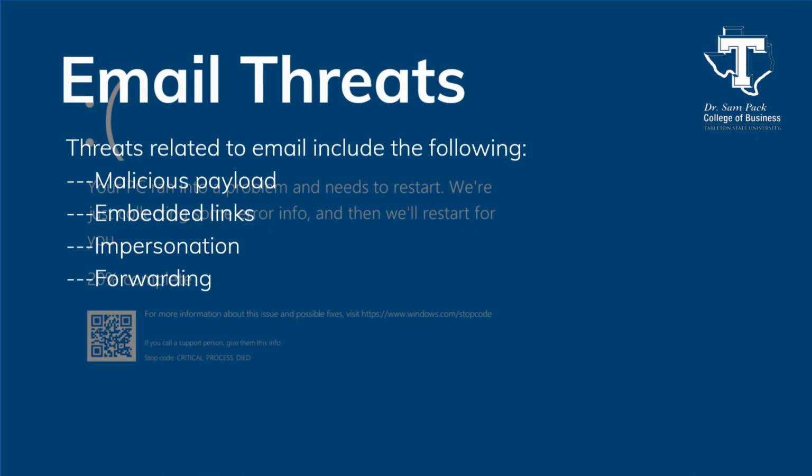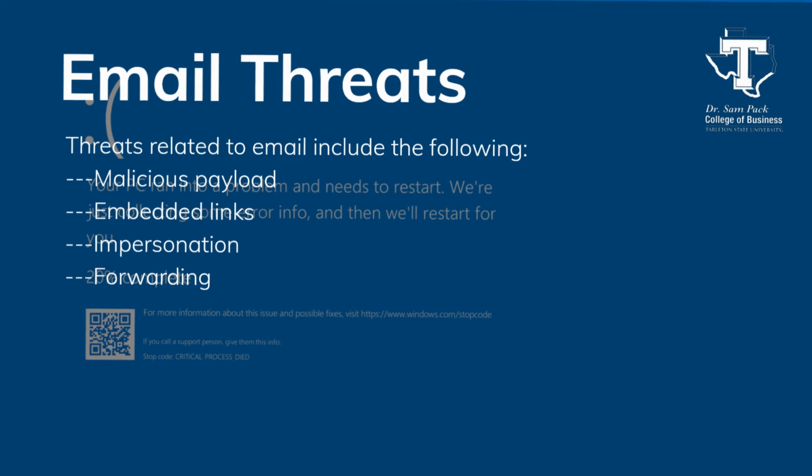Email threats can come in several forms. A malicious payload is harmful software or attachments that can compromise your system. Embedded links in emails can lead to phishing sites or malware downloads. Impersonation emails pretend to be from legitimate sources to deceive you. And forwarding sensitive information or emails can lead to security breaches. Being aware of these threats helps you stay vigilant and protect your email security.